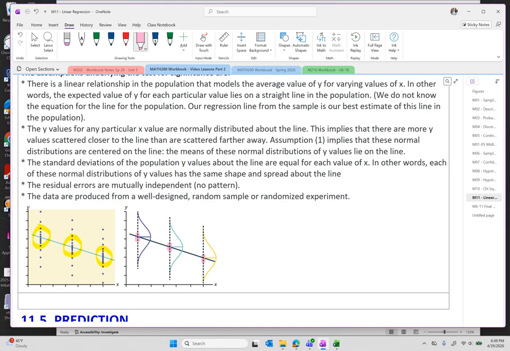The residual errors are mutually independent, so there is no pattern, and the data are produced from a well-designed random sample or randomized experiment.